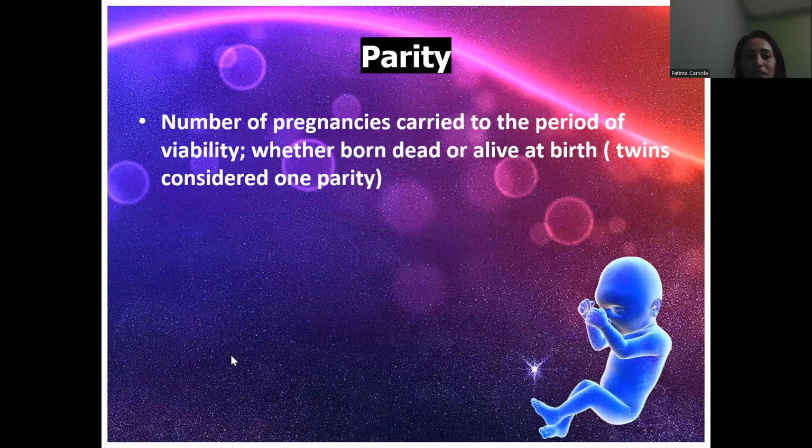We have here parity. When we say parity, it is the number of pregnancies carried to the period of viability. When we say the period of viability, it is the completion of the formation of the lung surfactant.